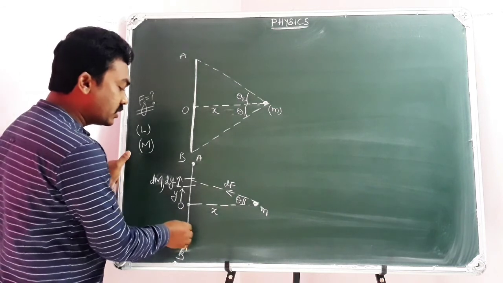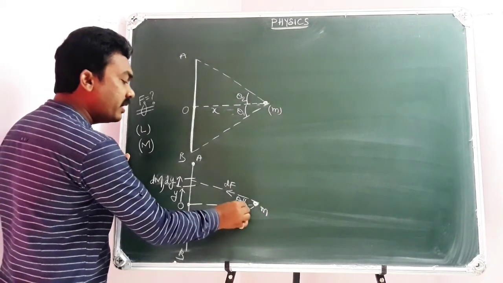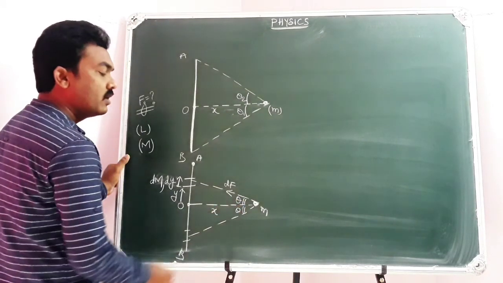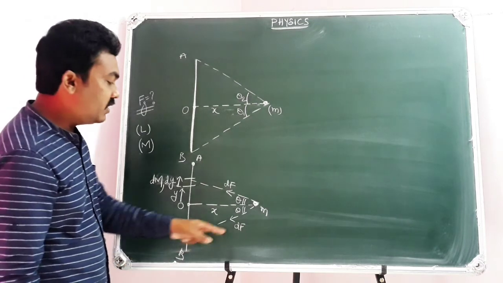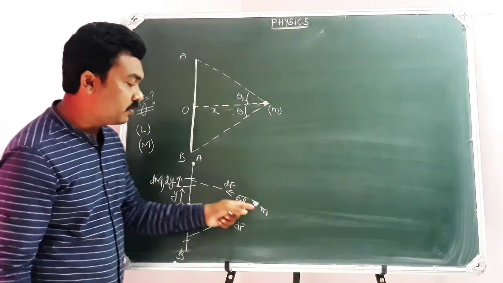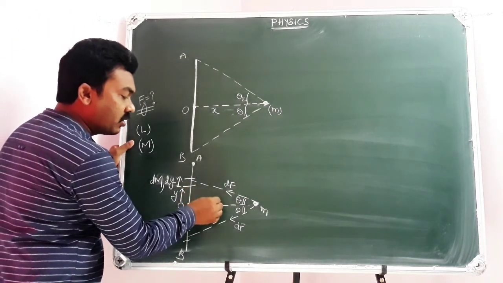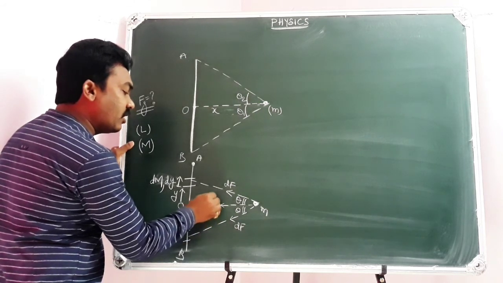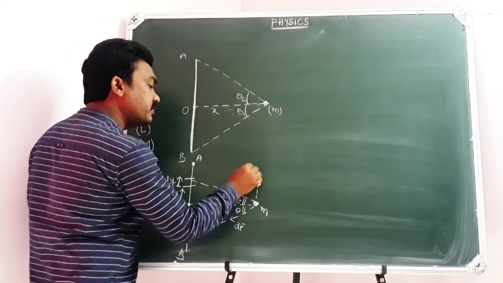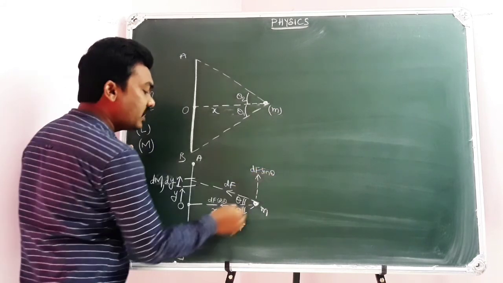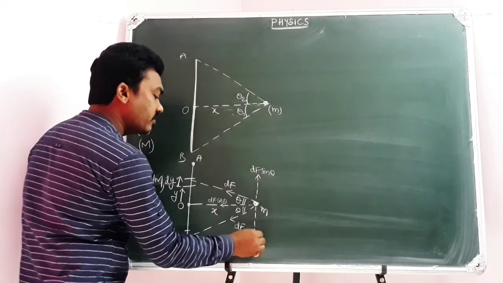Similarly, on the other side also, there will be a similar element, which will pull in this way with dF. The dF is the force of gravitation between the element and the point mass. Now according to vector resolution, this dF will have two components: dF cos theta along the perpendicular line and dF sin theta vertically up. Similarly, this dF will have dF cos theta horizontally and dF sin theta vertically.